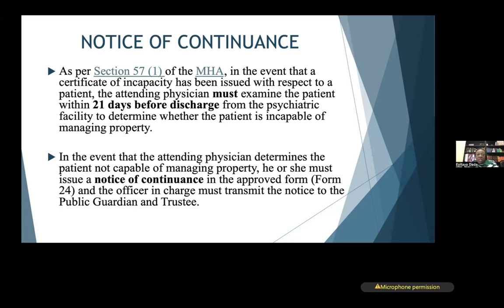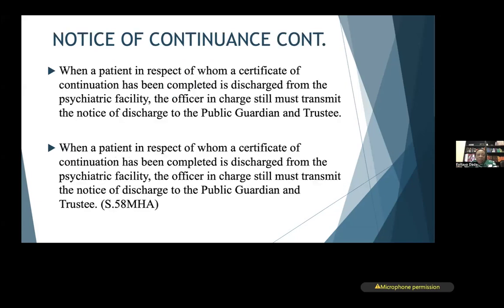In the event that the attending physician determines the patient is not capable of managing property, they must issue a notice of continuance in the approved form, and that's the Form 24. And the officer in charge has to transmit that notice to the Public Guardian and Trustee. When a patient in respect of whom a notice of continuance has been completed is discharged from the psychiatric facility, the officer in charge must still transmit the notice of discharge to the Public Guardian and Trustee. So the Public Guardian and Trustee must be made aware of the finding of incapacity, the notice of continuance, and the fact that the person is actually discharged from the hospital.